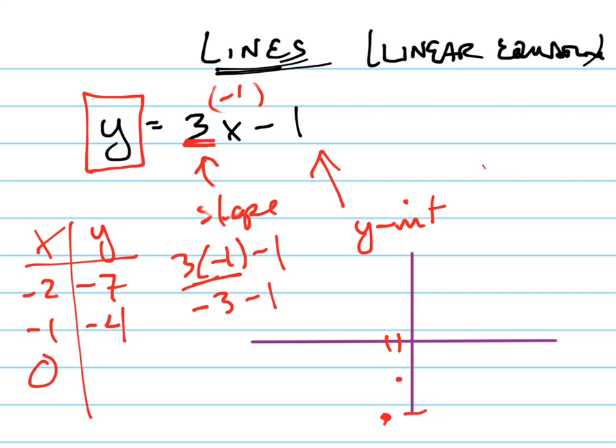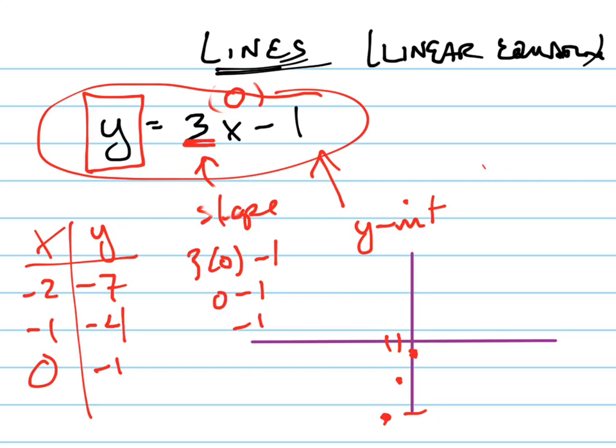If I plug in 0 for x, look, I'm making a bunch of points, a table of values that make this equation true. In other words, I'm finding solutions. If I plug in 0, 3 times 0 minus 1 is 0 minus 1, which is -1. See that right there? Hey, what are all these points doing? They're lining up. Why? Because this is a linear equation.